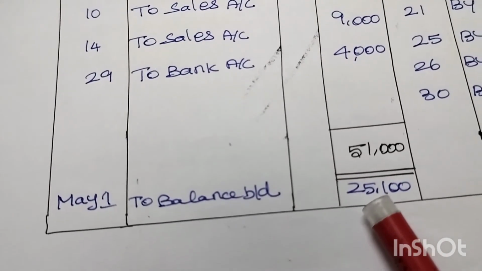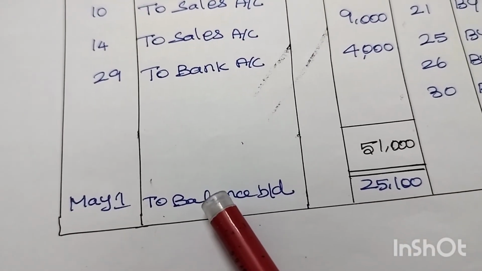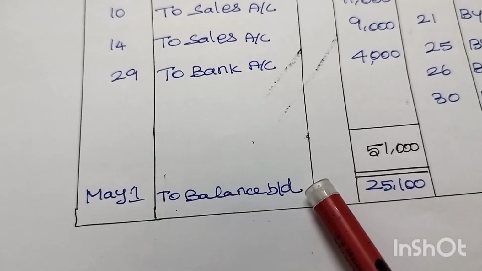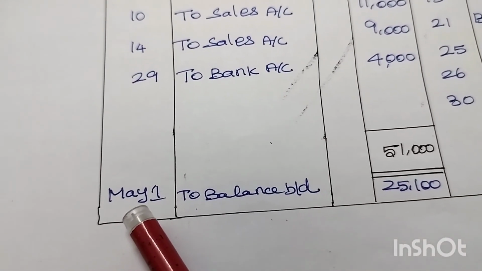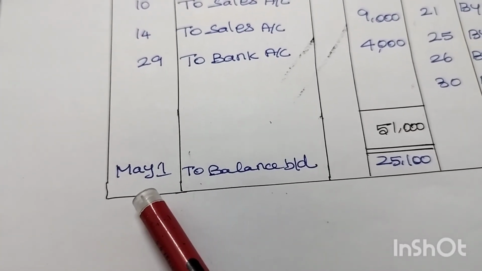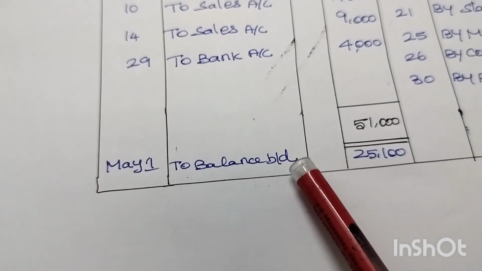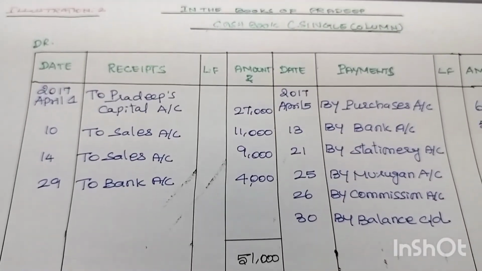So then the difference has to be brought down to the opposite side, entered below the total. Okay, then the balance brought down is to be entered in the receipt column against the difference, and in the date column the first day of the next accounting period is entered, which means May 1 is the first day of the next accounting period. This is the opening balance of the cash book. So we prepared the single column cash book.